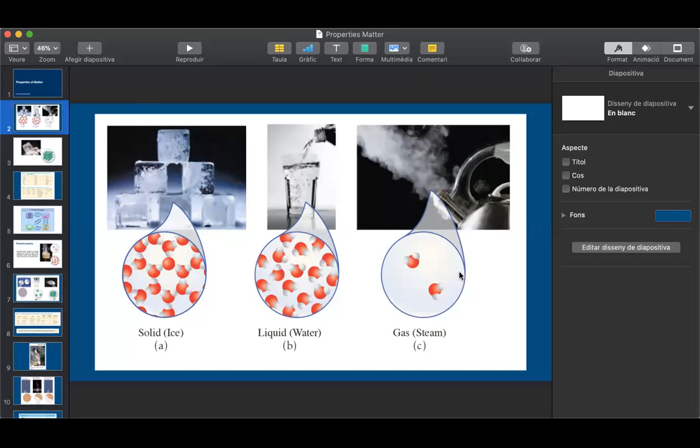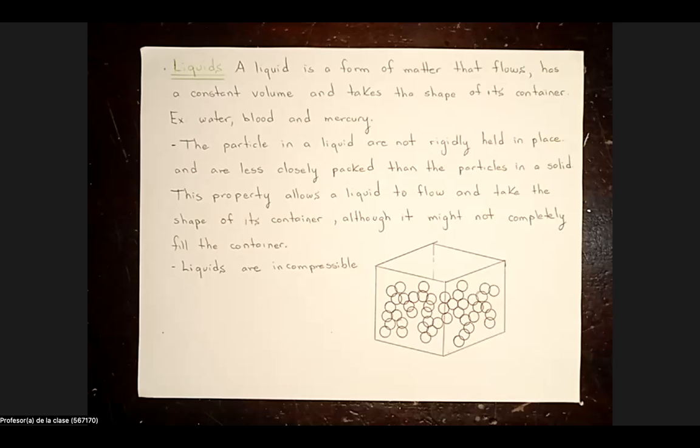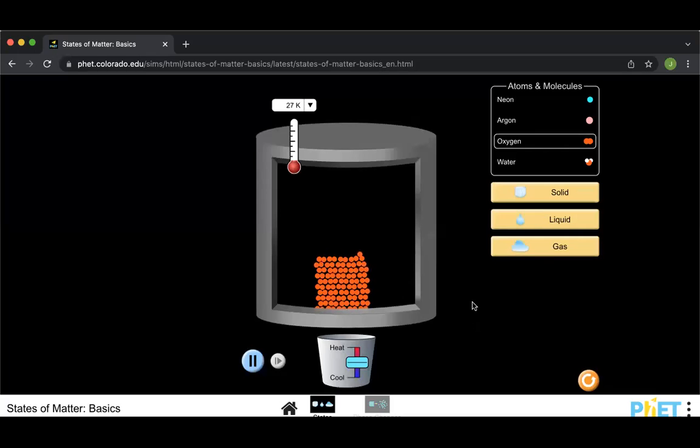They are able to move freely. Okay, I will show you an animation. This is an important characteristic. Remember the solid oxygen that we saw on the animation. And if we look at the liquid state, we get this.